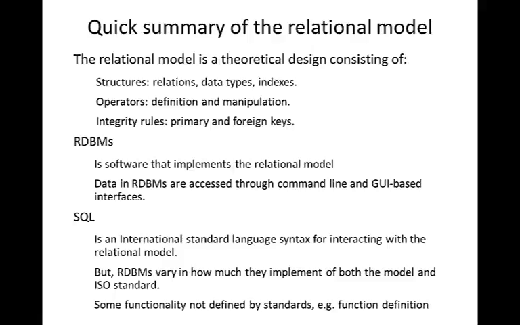All right, quick summary of the relational model then. The relational model, remember, is a theoretical design consisting of structures, relations, data types, index, operators that allow you to define and manipulate data, and integrity rules such as primary and foreign keys. A relational database management system is software that implements the relational model, and the data within the RDBMS can be accessed through command line or GUI-based interfaces.